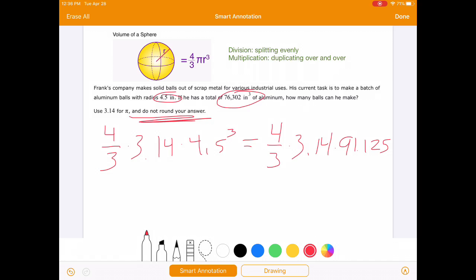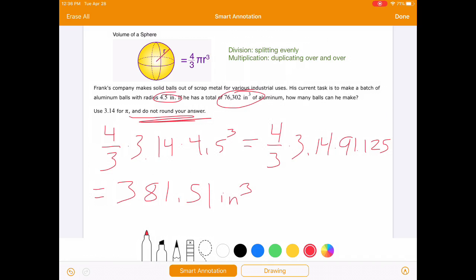And remember, we have options. If you have a calculator that can do fractions, go ahead and do fractions. If not, you can do 4 times 3.14 times 91.125 and divide it by 3. Either way, what we're going to get for our volume is 381.51. So that is the volume of each individual ball.